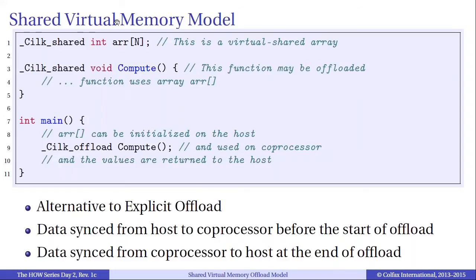But this is a virtual shared memory model because in reality, there is no sharing. Data is still copied from the host to Xeon Phi. In this model, there is no control for data marshalling. You don't get to specify which data goes where and when. Instead, the runtime system does it for you. It monitors all memory pages in the shared memory model, and the pages that were marked dirty, that were modified, will be automatically synchronized before and after the offload.